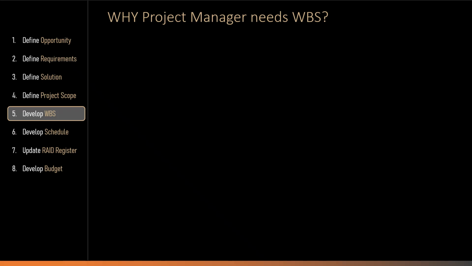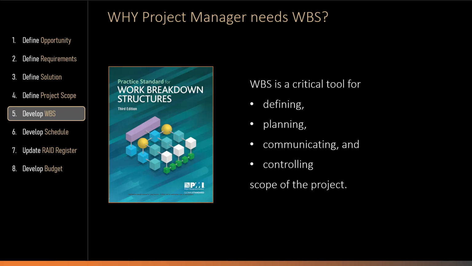Work breakdown structure is one of the most useful project management documents. It shows all the work that needs to be done in order to deliver the project, and because of that, many other planning documents are built from it, such as a resource plan, schedule, and budget. The importance of WBS is so significant that the Project Management Institute has even published a separate practice standard dedicated specifically to WBS development and use. This is because WBS has proven to be a critical tool for successfully defining, planning, communicating, and controlling the scope of any project.